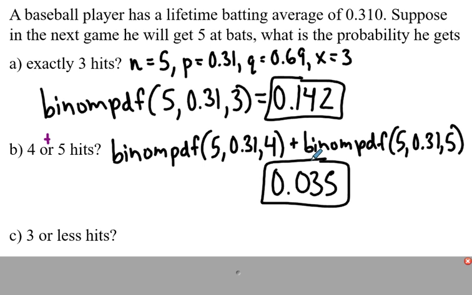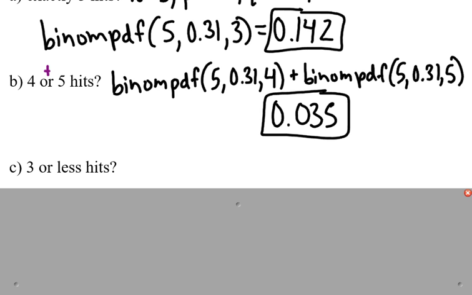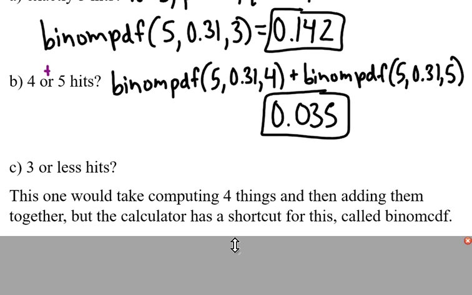Last one, 3 or less hits. So 3 or less hits, that would mean I'd have to find the probability of getting 0, 1, 2, or 3 hits. And that's a lot of calculating. So this would take 4 things to add together and then add them all up. But the calculator has a shortcut for this. It's called the binom CDF.